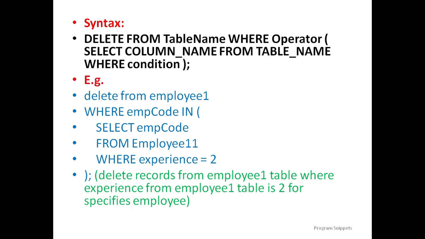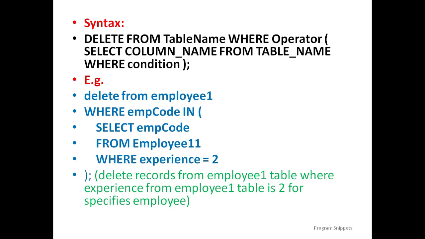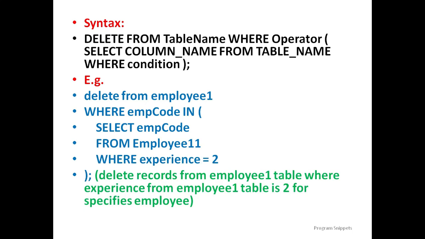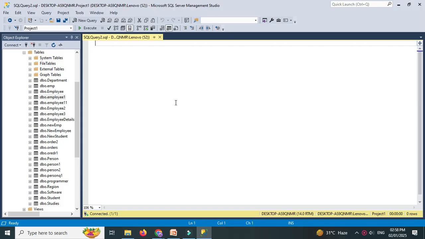where condition. For example, delete from employee 1 where employee code in, select EMP code from employee 11 where experience equal to 2. It will delete all records from the employee 1 table where experience from the employee 1 table is 2 for specified employee. Then we'll execute these queries in SQL Server.